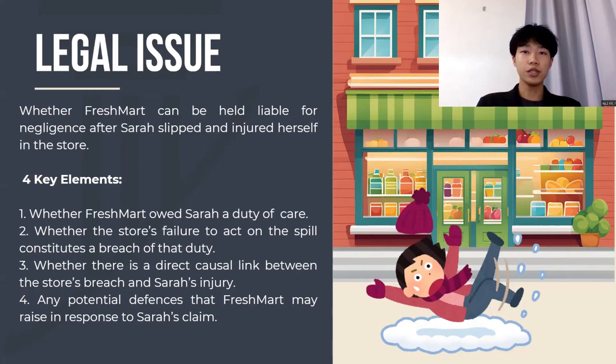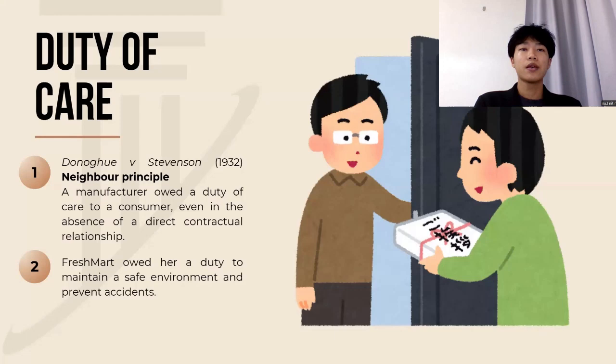Moving on to the relevant legal principle, we begin with duty of care. Under both Malaysian and English law, an occupier of premises, such as Freshmart, owes a duty of care to those who enter their premises, especially customers. This duty requires that the occupier take reasonable steps with reasonable care towards others as they can reasonably foresee the harm, which indicates the neighbor principle. This principle was established in the landmark case of Donoghue v Stevenson in 1932, where it was decided that a manufacturer owed a duty of care to a customer, even in the absence of a direct contractual relationship.